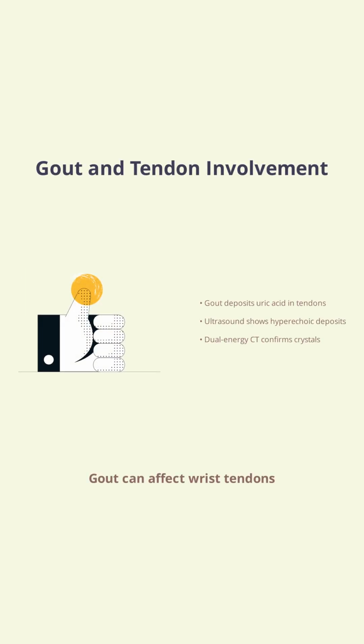Gout can affect wrist tendons by depositing uric acid crystals, leading to tenosynovitis and even tendon ruptures. Ultrasound reveals hyperechoic deposits with shadowing, while MRI shows variable signal intensities. Dual-energy CT can specifically identify urate crystals, helping confirm the diagnosis. Recognizing gouty involvement is important for targeted therapy.